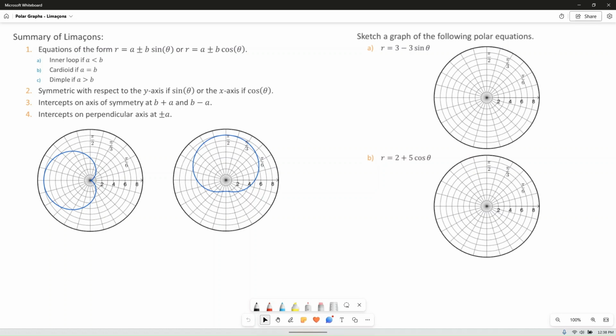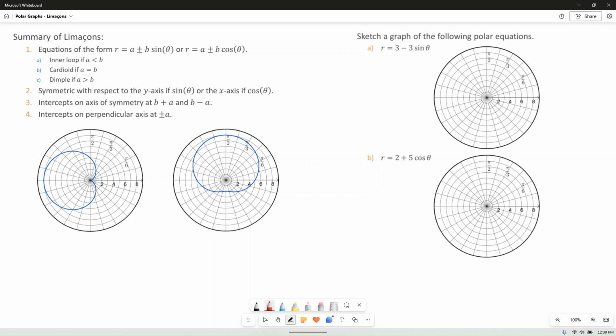In terms of the axis of symmetry, the main orientation of the graph, it will be in the y direction if you have sine, and it'll be in the x direction along the x-axis if you have cosine. Okay, it will extend upwards or to the right if you have a plus, and it'll extend to the left or down if you have a minus. It'll intersect the axis of symmetry at b plus a and b minus a, and it'll intersect the perpendicular axis at plus or minus a.